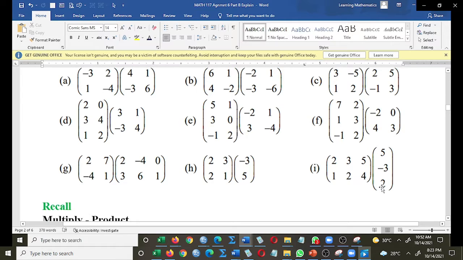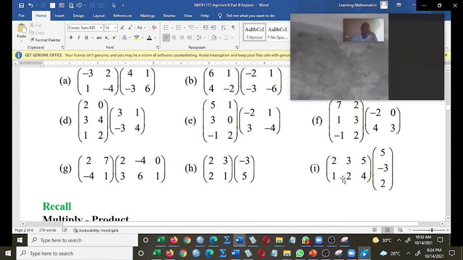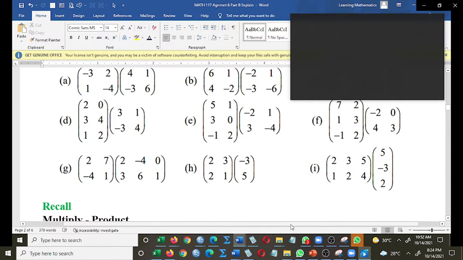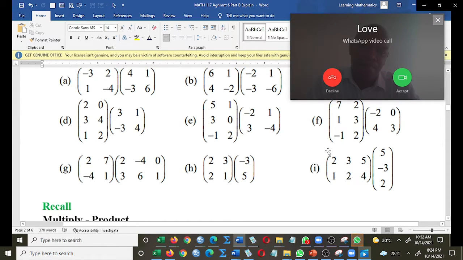The number of elements in the column of the second is three also, as well as the number of elements in the row of matrix one being three. And what will be the size of the product?